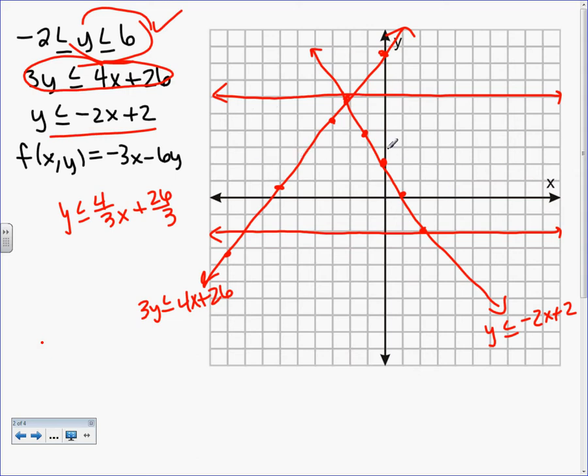Okay. This line here said less than or equal to, so it's going to be below it. And then this line here said less than or equal to, so it's below that one. So our answer is the triangle, the shading inside of the triangle technically.